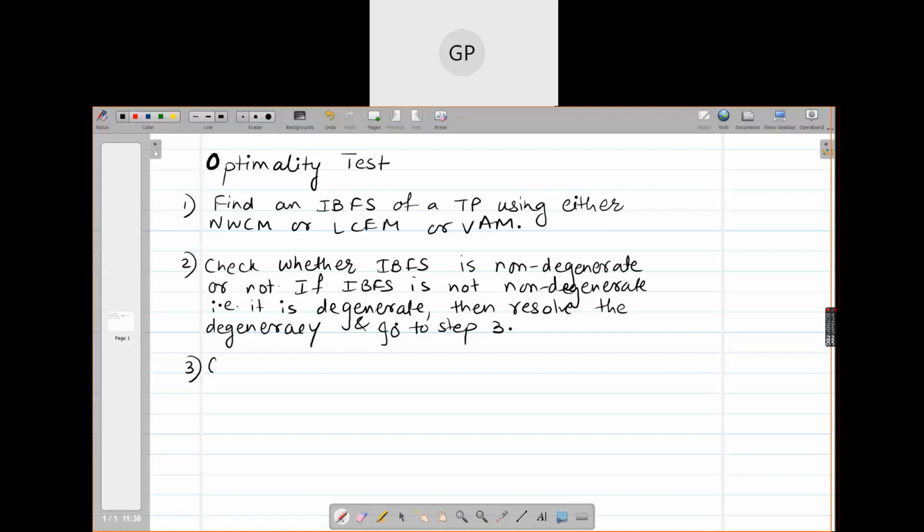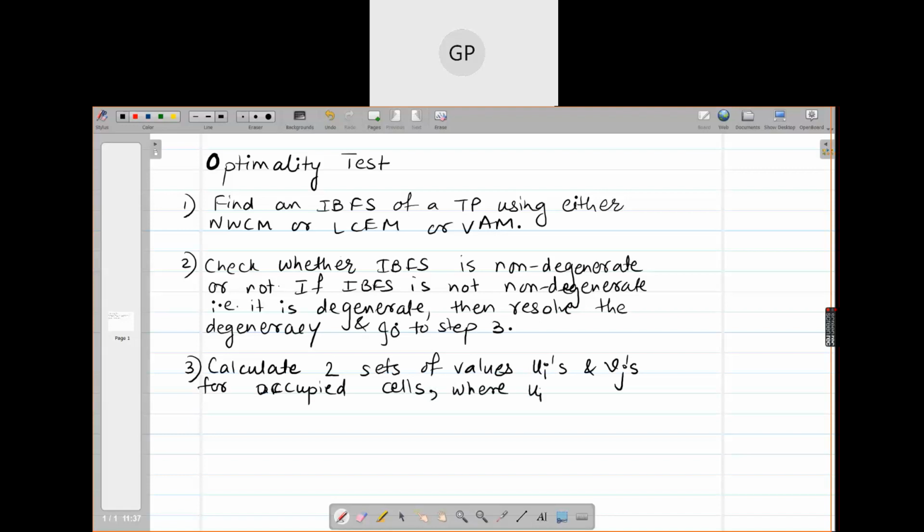So the third step is calculate two sets of values, Ui's and Vj's, for occupied cells, where Ui's are calculated for rows and Vj's are calculated for columns.